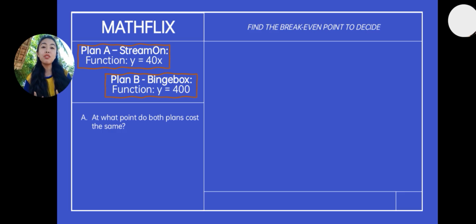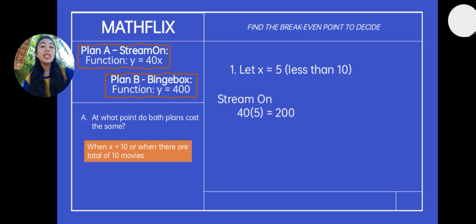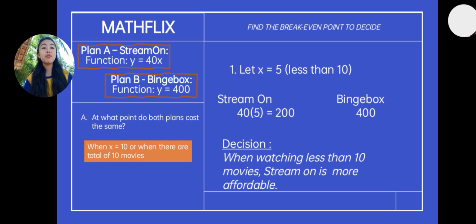So let's start first with a value lesser than 10. Who can give me a value? Okay, let's try x is equal to 5. We're just going to go for Stream On and Binge Box. Let's plug in the value of x for each. For Stream On, that will be 40x. We plug in 5 in terms of x, so we have 40 times 5, that is 200. But for Binge Box, you don't have x there, so automatically it will just be 400.